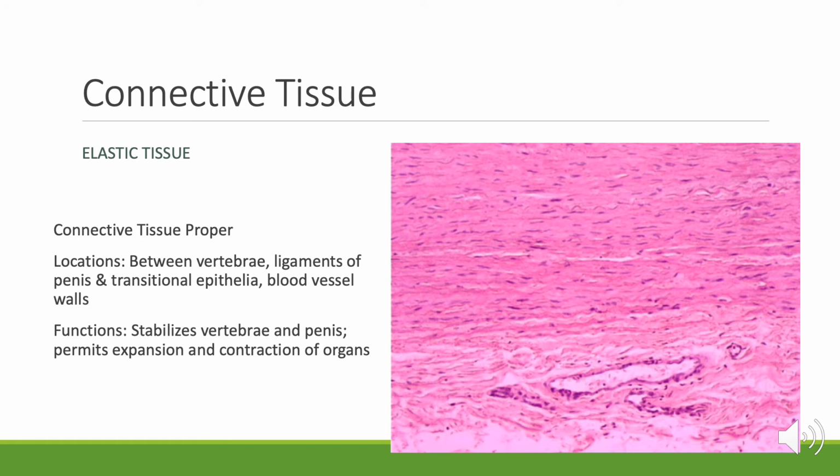Elastic tissue is the last connective tissue proper to cover and is filled with elastic fibers rather than collagen fibers. This allows for the stabilization of vertebrae and the penis and allows expansion/contraction of these organs.